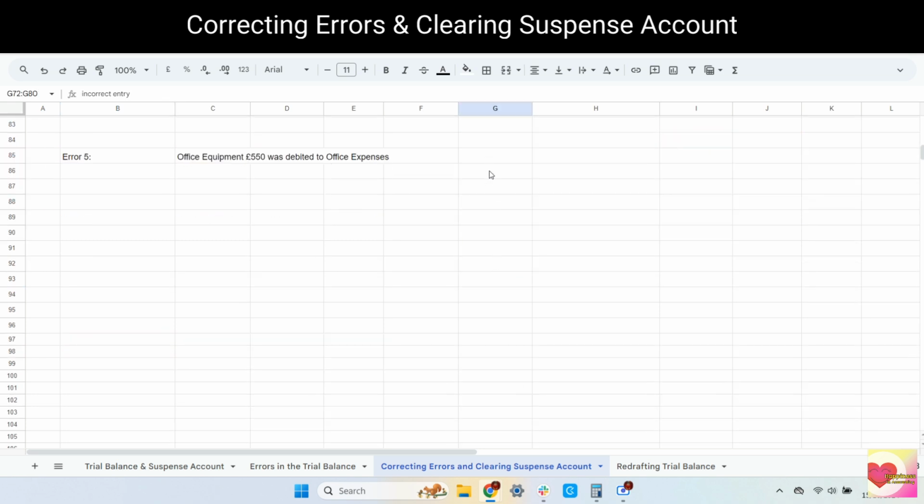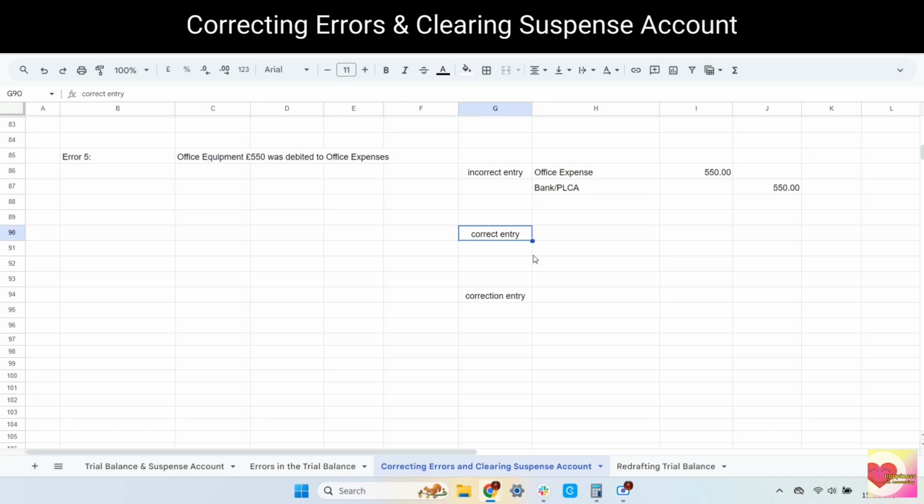Let's identify the incorrect entry. The office equipment 550 was debited to office expenses. And then there is nothing mentioned about the opposite entry, so let's assume it's either bank or PLCA. It's because if it is paid, it's credit in the bank, and if it is not paid, it is credit in the PLCA. We can see that the double entry is equal, so there is no suspense account inserted.